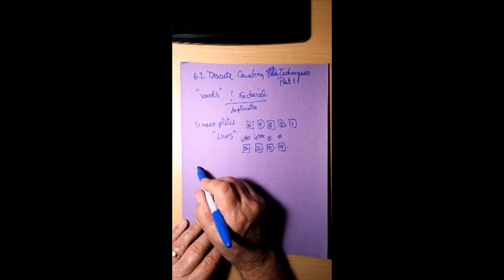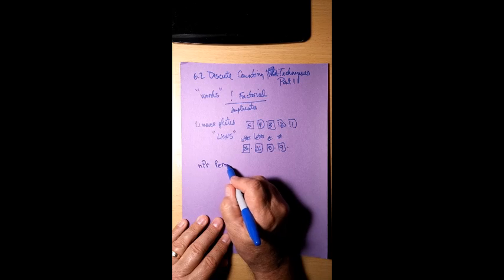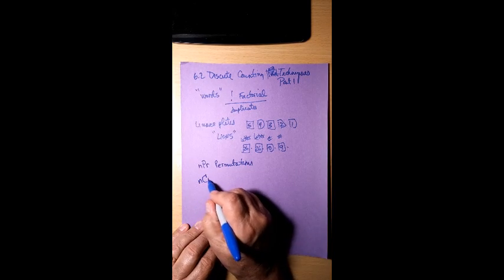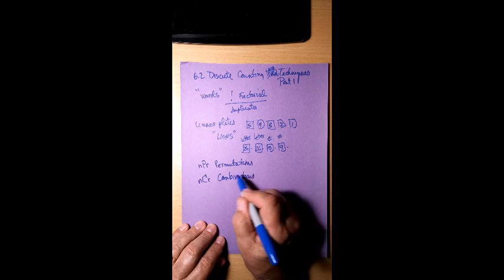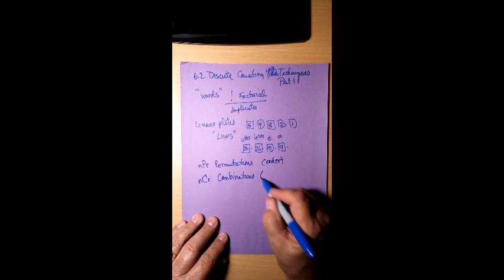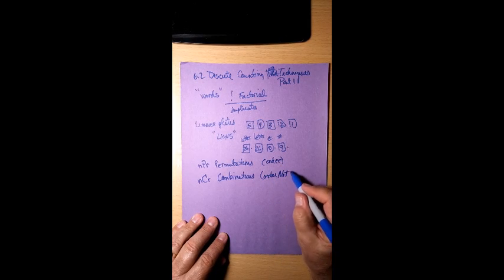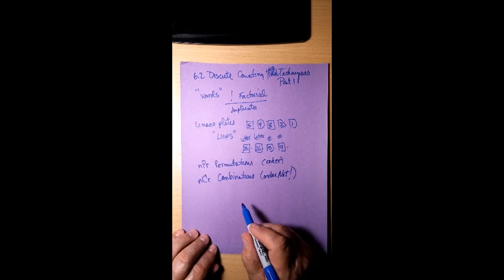Now we're going to add to that something called NPR. These are permutations. And NCR, combinations. Order is important for permutations. Order is not important for combinations.